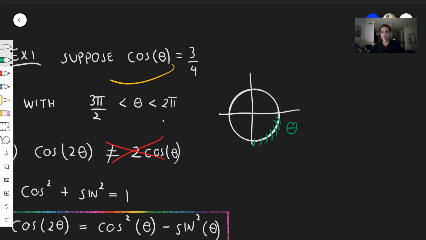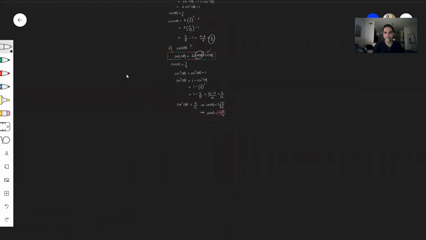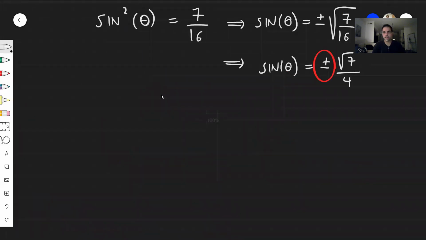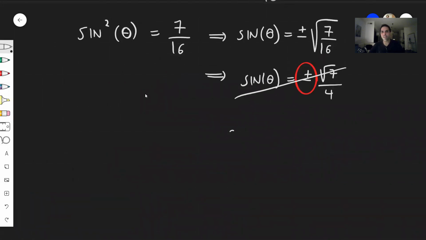It's somewhere over here. And remember, we wanted to find sine. Well, sine is just the y-coordinate. And in particular, the y-coordinate here is negative. So sine of theta has to be negative, whereas cosine is positive here. So if it's between plus or minus, the answer here is minus. All right, so let's go back to our problem. So it's not plus square root of 7/4, it's minus square root of 7/4.